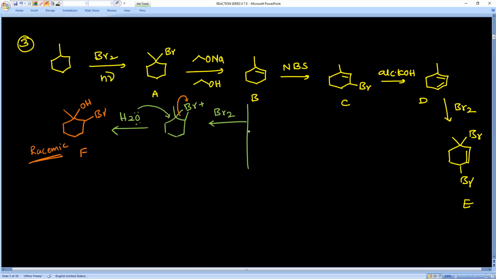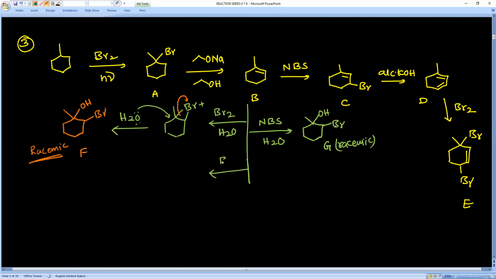This molecule is treated with NBS and water. Compound B treated with NBS and water. Remember very clearly, NBS and water is equal to bromine and water. Therefore, compound G is also equal to F only. Here OH and bromine. This is compound G, and this is also racemic mixture.